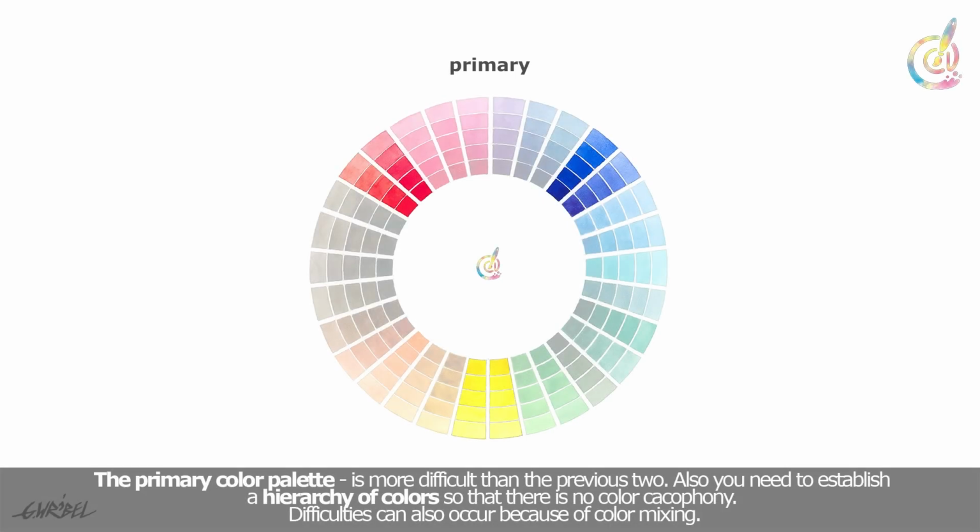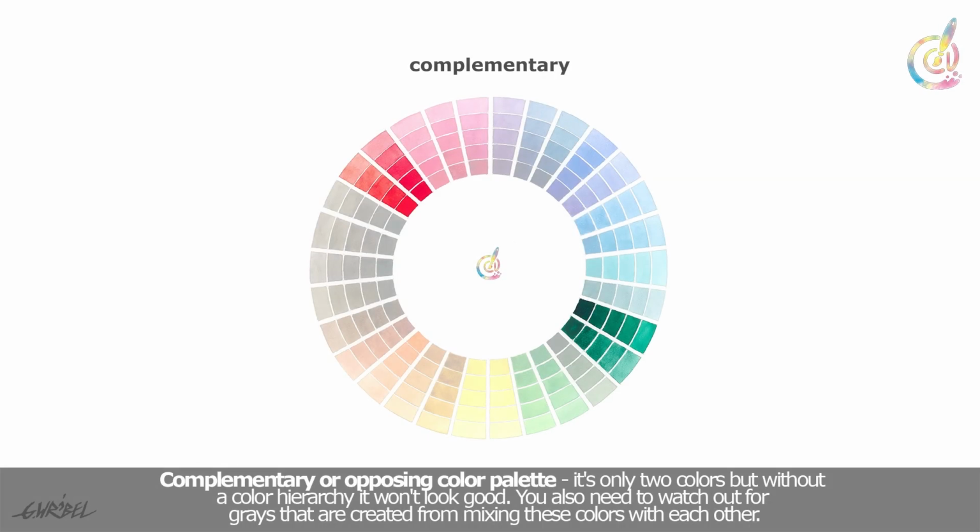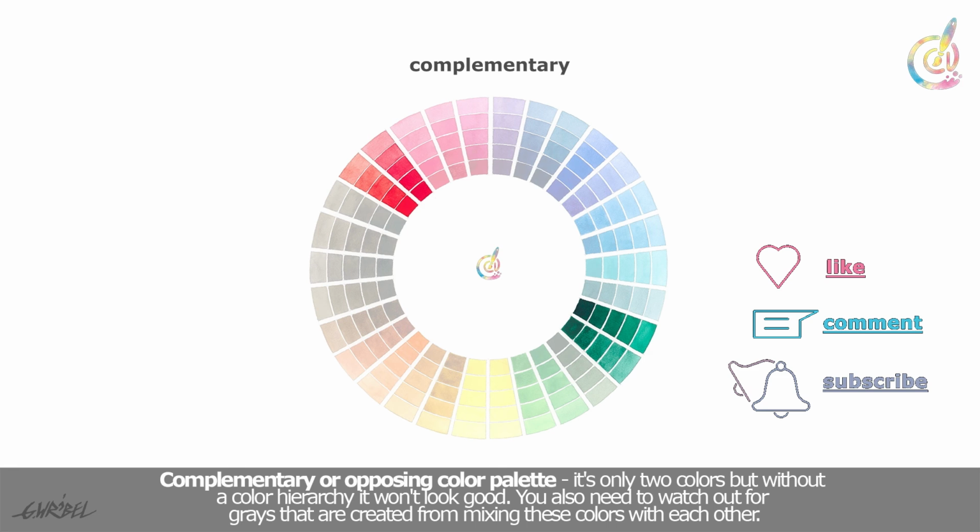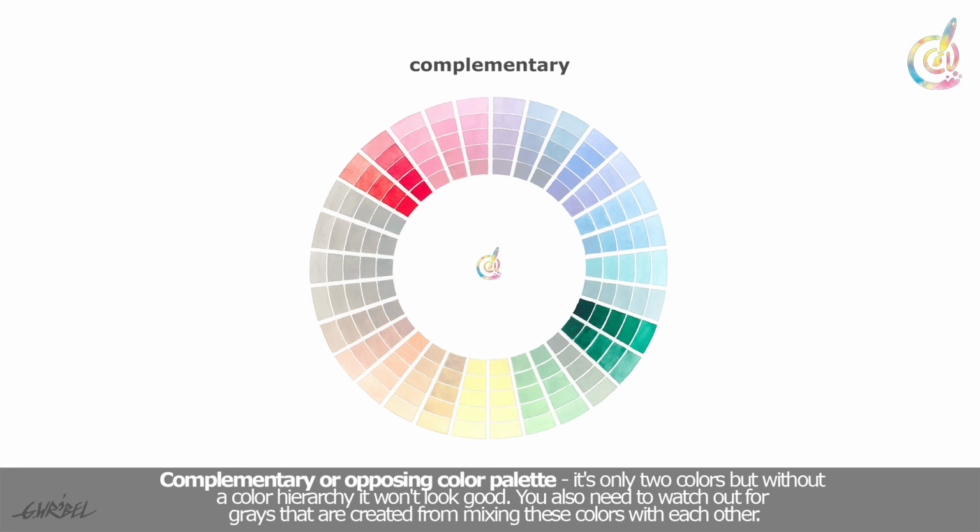The primary color palette is more difficult than the previous two. Also, you need to establish a hierarchy of colors, so that there is no color cacophony. Difficulties can also occur because of color mixing. Complementary or opposition color palette. It's only two colors, but without a color hierarchy it won't look good. You also need to watch out for grays that are created from mixing these colors with each other.